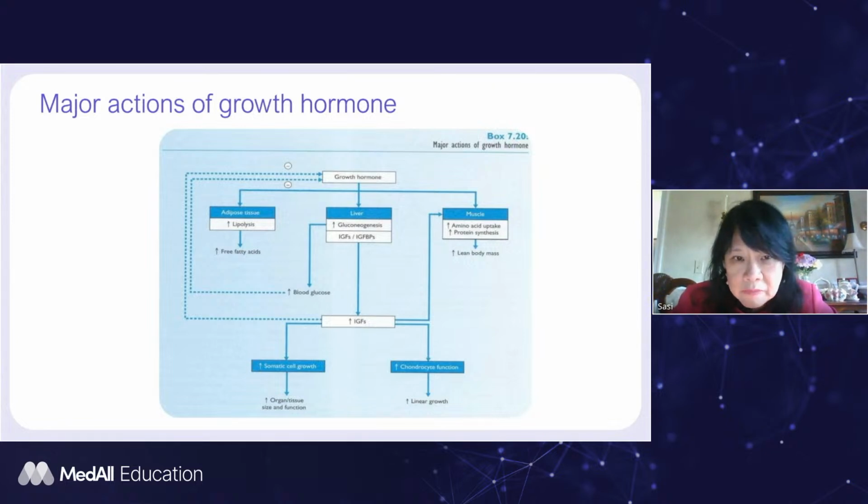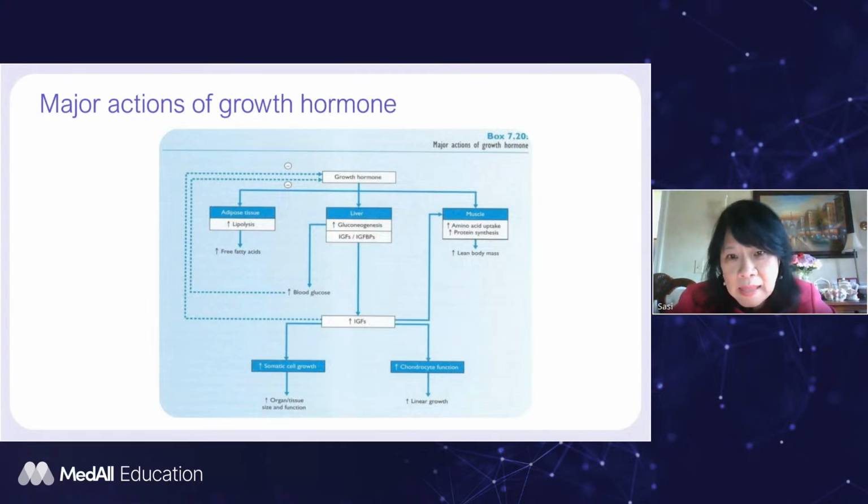It directly affects adipose tissue by increased lipolysis. So you have increased free fatty acids. Very often children with growth hormone deficiency tend to appear a little bit chubby. They have increased body fat because of the lack of growth hormone. And when you have growth hormone, then you have reduced body fat, because of this action of lipolysis.